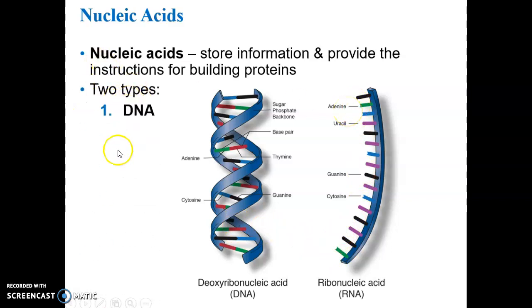So there are two types again, DNA and RNA. DNA is the genetic storage information molecule found in our nucleus. Nuclei is plural. And then RNA is the single-stranded molecule.